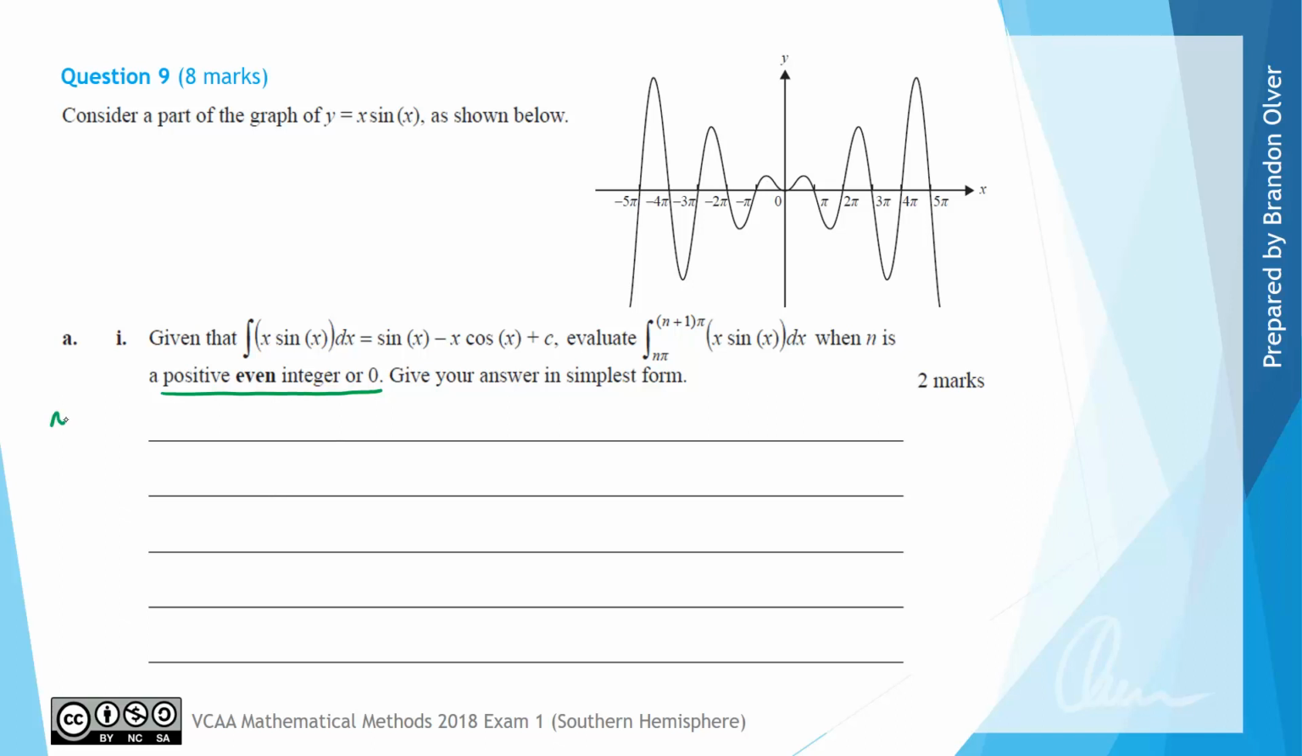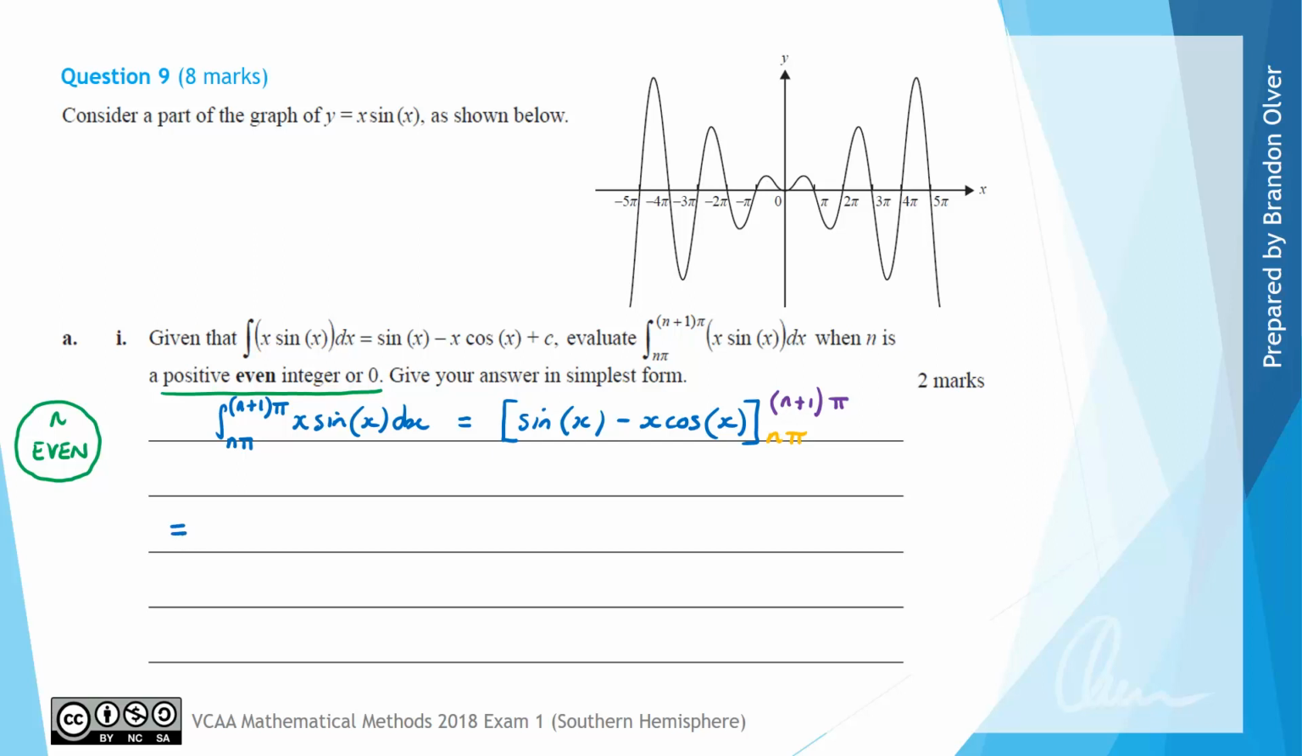So just a reminder that for this part of the question, n is even. So we need to calculate the integral between n pi and n plus 1 pi of x sine of x dx. And we know that that is equal to the antiderivative of sine of x subtract x cos of x. And we don't need to worry about the plus c because it's going to be a definite integral with a lower terminal of n pi and an upper terminal of n plus 1 pi.